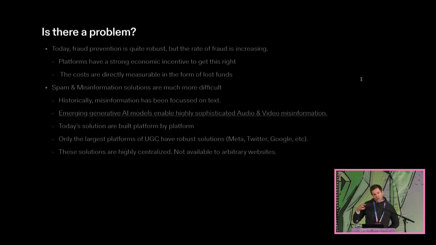Furthermore, because they're so specific to a given platform, like say Facebook, they're highly centralized, and it's very difficult if you're a small blog to use this type of solution and have a similar quality of content moderation as Facebook might.